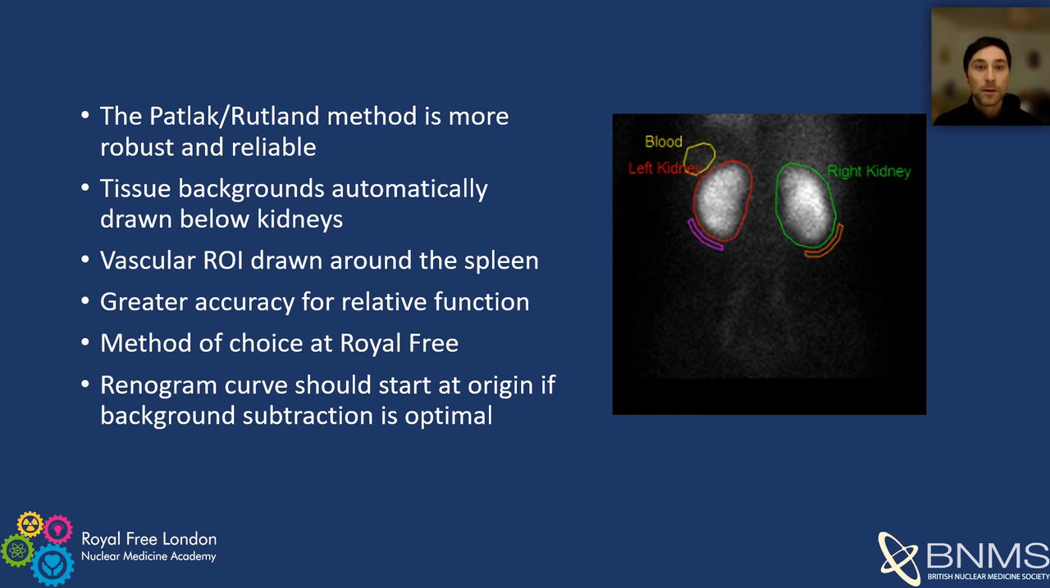The vascular ROI should have as much blood as possible. We use the spleen as it receives blood at the same time as the kidneys. Using the spleen also contains tissue, so we must include separate tissue ROIs to account for this.